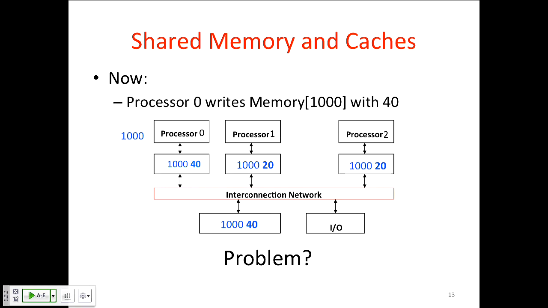What happened to the animations? I don't know, they disappeared. Anyway, this one writes location 1000 with the value 40 and updates memory with the value 40. Let's pretend this is a write-through cache.